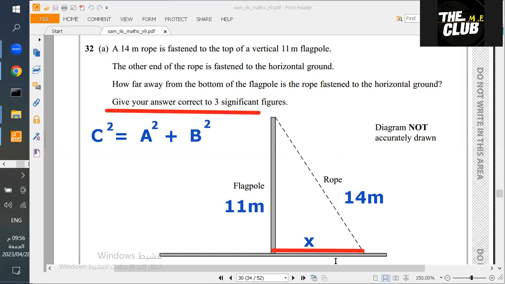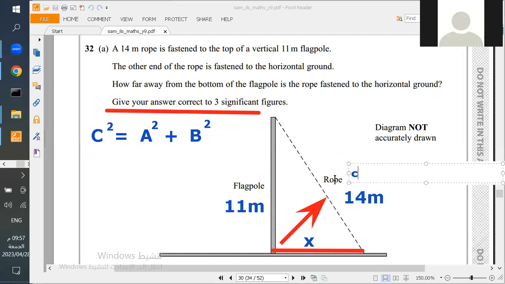What do we have here? Which one is the C squared? Which one is the C? The 11 meter? No, the 14. We said the hypotenuse is the one facing the right angle. Good. This is the right angle, and this one is facing it, which means 14. This is the C. The 11 meter is for B.